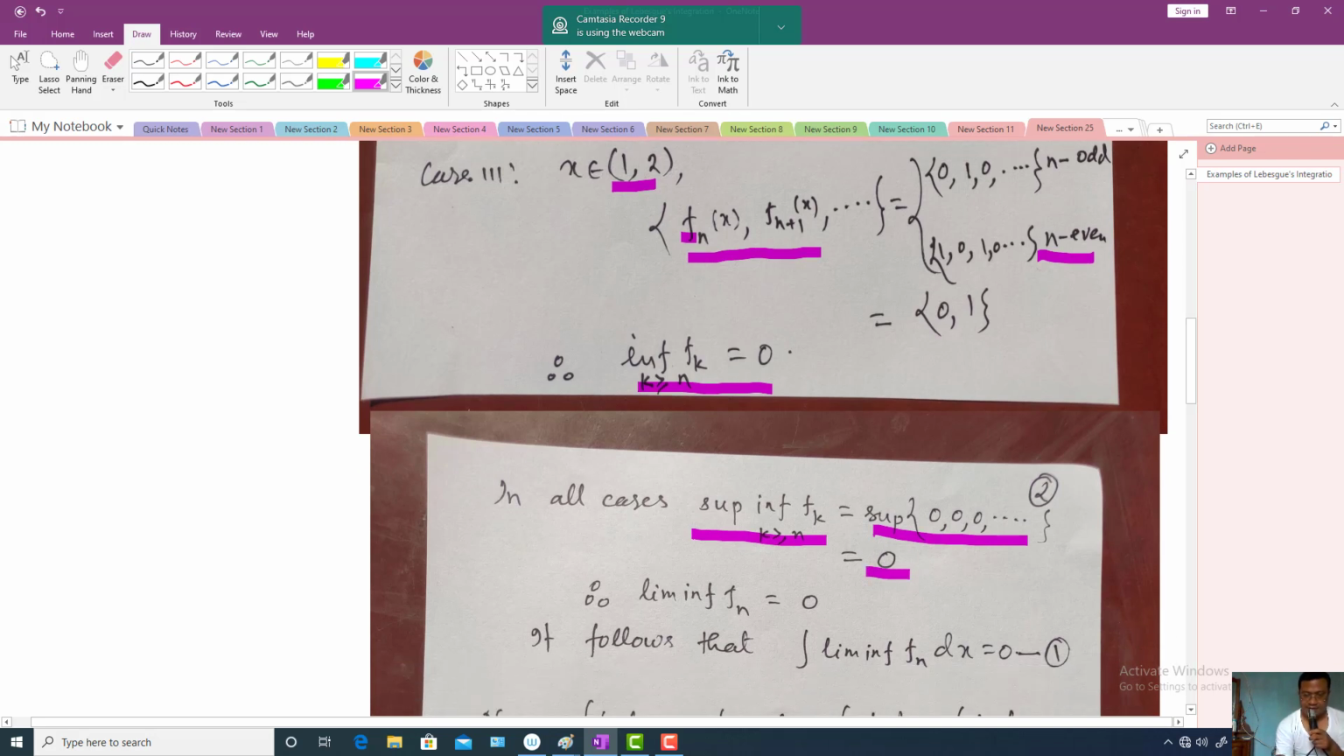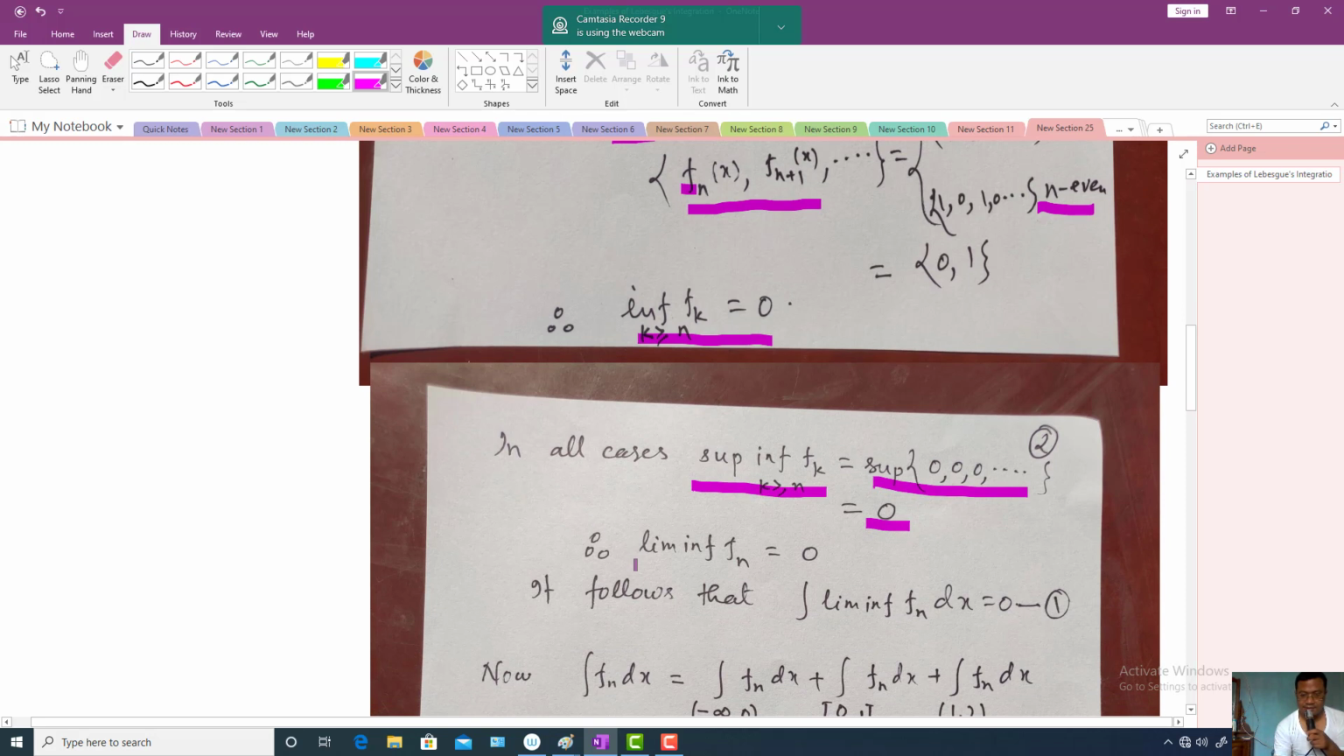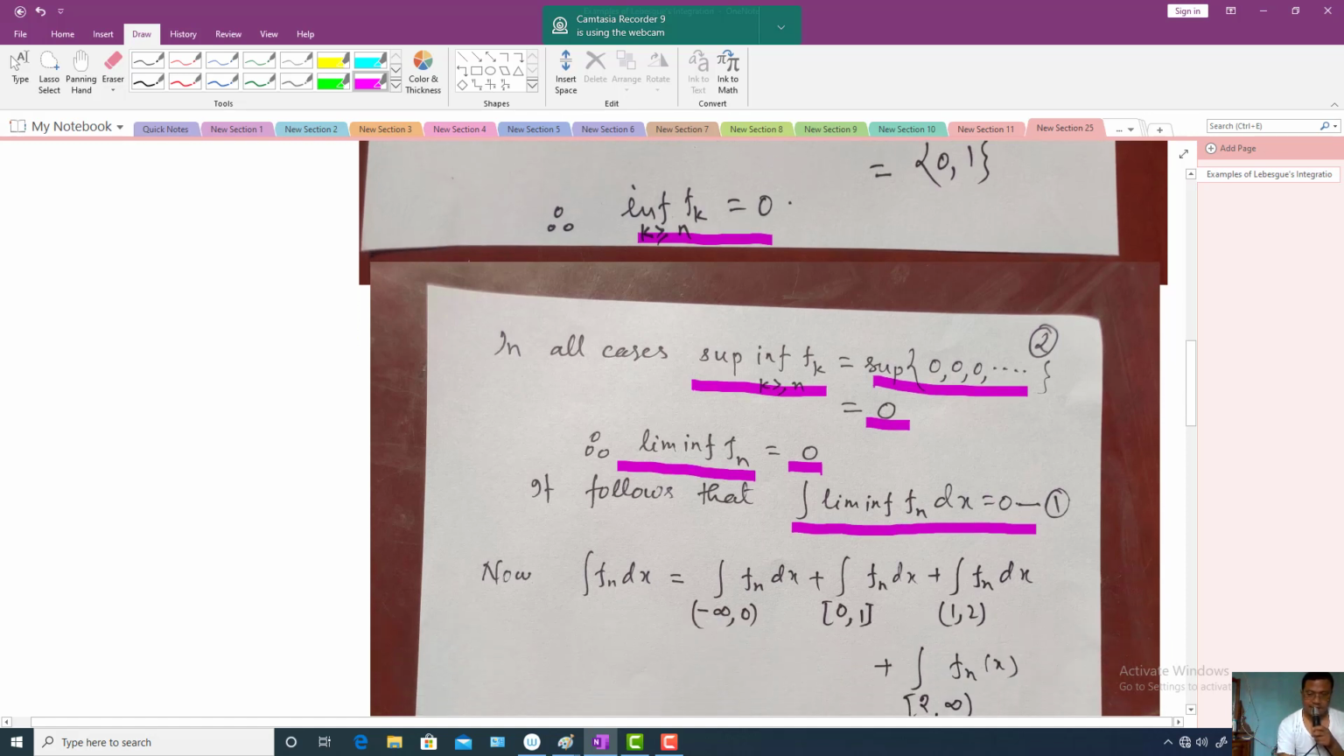And from this, the limit infimum function is equal to how much? The limit infimum function is equal to 0. The function denoted by this, we call it the limit infimum function. It is equal to 0, and the integration of a 0 function is 0. So in the case when the limit infimum is inside the integration, the integral of liminf fn dx is equal to 0. This is what we get for this sequence of functions.